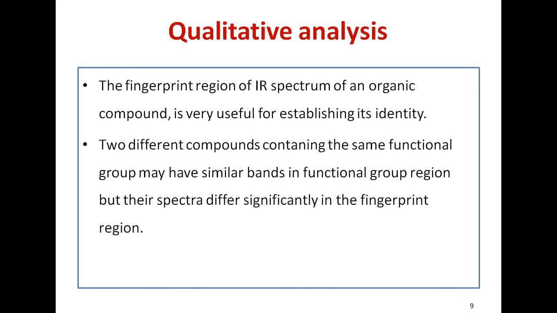The next important application is qualitative analysis. The fingerprint region of the IR spectrum of an organic compound is very useful for establishing its identity. Two different compounds containing the same functional group may have similar bands in the functional group region, but their spectra differ significantly in the fingerprint region. Therefore, it is used in the identification of functional groups and the structure elucidation of a compound. So this is all about the application of IR spectroscopy.